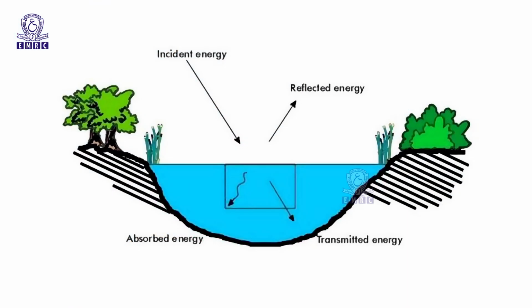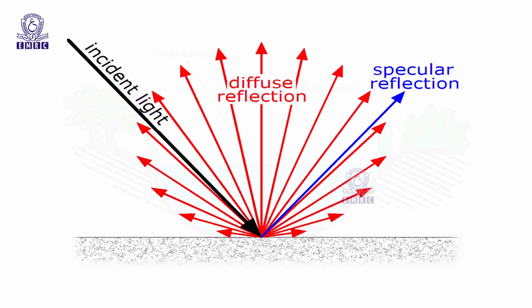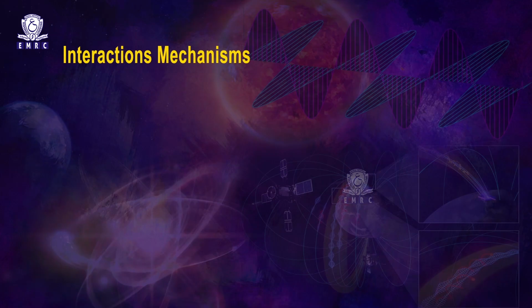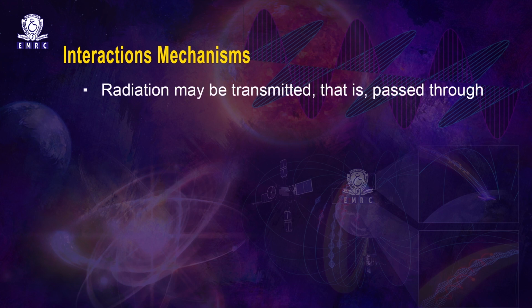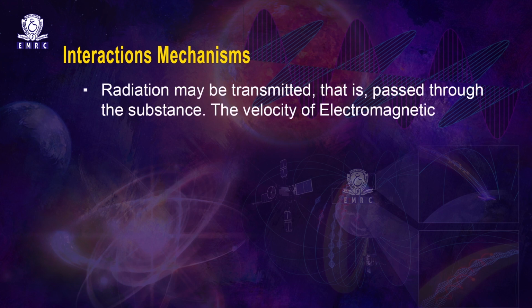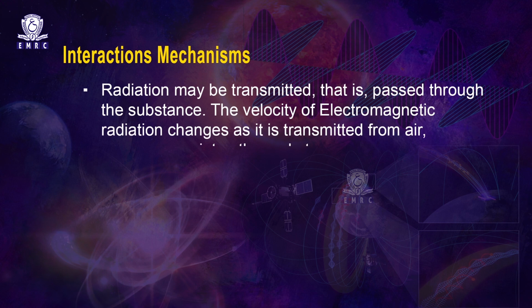The resulting images and data are interpreted to identify remotely the characteristics of the matter that produced the changes in the recorded electromagnetic radiation. The following interactions may occur. Radiation may be transmitted, that is, passed through the substance. The velocity of electromagnetic radiation changes as it is transmitted from air or vacuum into other substances.